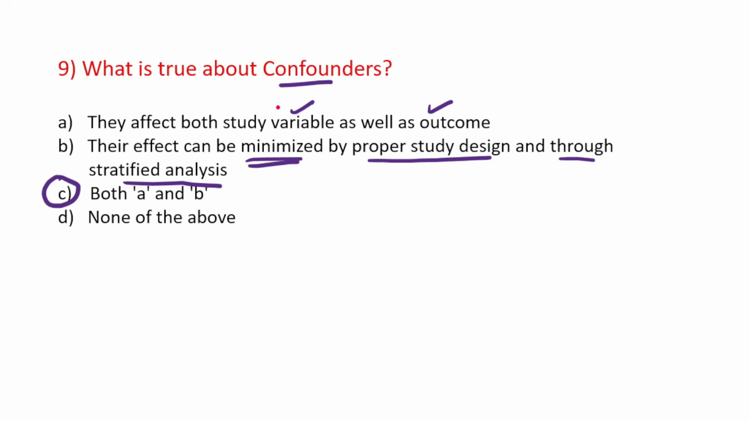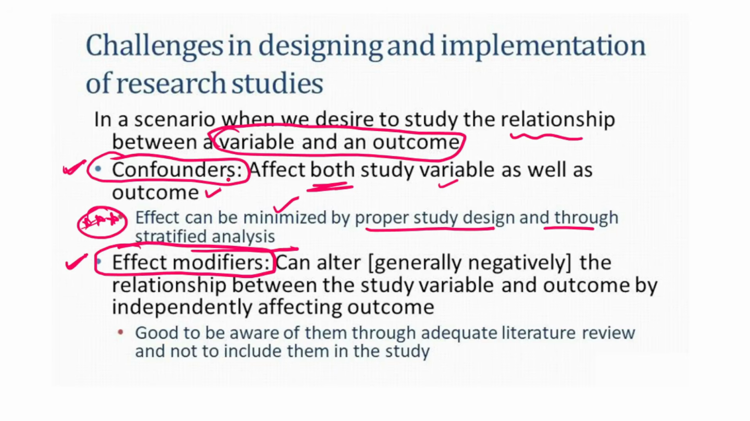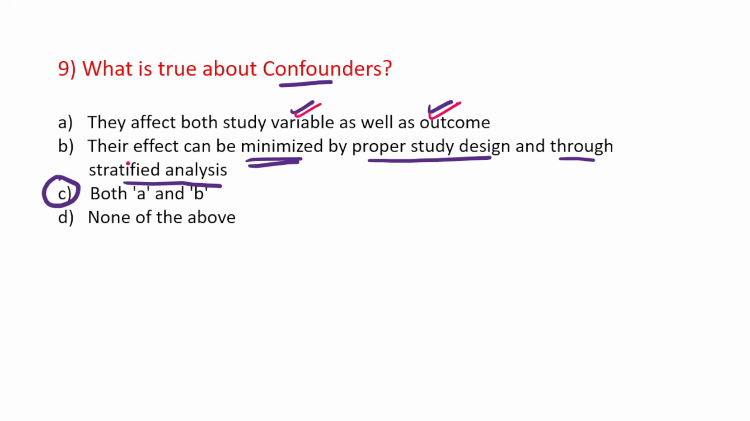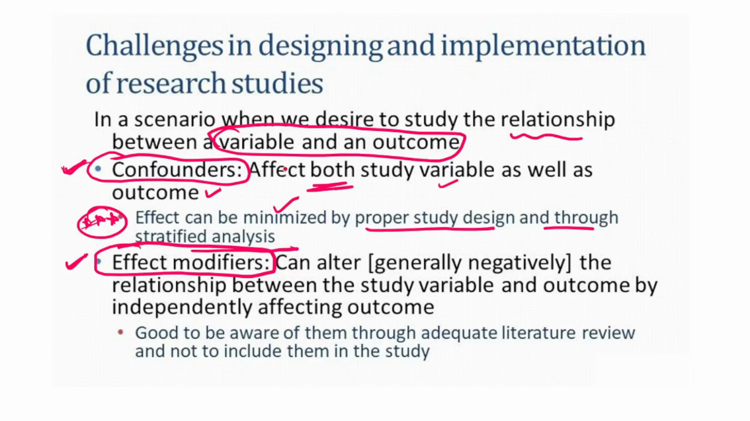From our question itself, it is clearly mentioned. See the first point, that is the A option. They affect both the study variables as well as the outcomes, as mentioned in the first point of the confounders. And secondly, the second option, that their effect can be minimized by proper study design and through stratified analysis. So this has also been given over here. The effect of confounders can be minimized by proper study design and through stratified analysis.